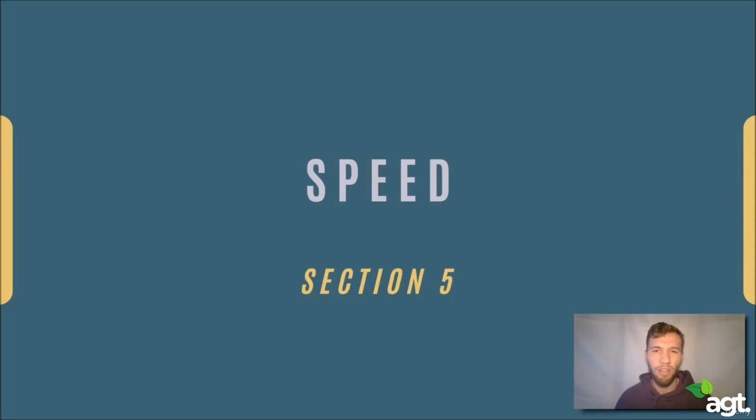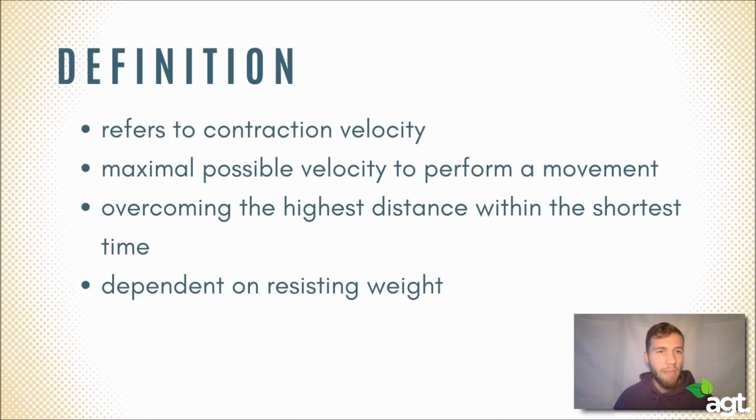Now let's look at the opposite strength quality, which is speed or maximal velocity. Speed or maximal velocity refers to the contraction velocity of our muscle fibers and defines the maximal possible velocity that we can perform a movement or an exercise at. We are aiming to overcome the highest distance within the shortest time. The distance can be a change between joint angles. So let's say we're starting from a squat position and we're jumping up. Our joints extend from a flexed position. The distance is the change from the flexed to the extended joint position, and we're trying to do that as quickly as possible, obviously.